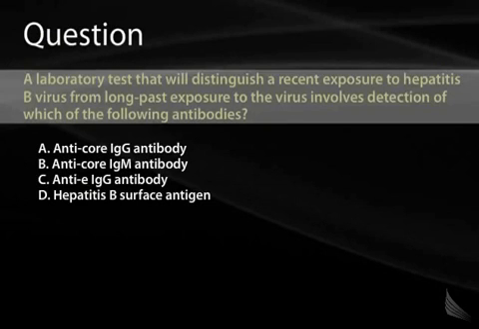Next question. A lab test that will distinguish a recent exposure to hepatitis B virus from long past exposure to the virus involves detection of which of the following antibodies? So detecting recent from long past includes the change between IgM and IgG. If you have core antibody, that means that you've been exposed. And if you have recent core antibody, like IgM, that tells you that you've been recently exposed. If you have IgG, you don't know whether it's recent or whether it's long-term, because that can show up in both.